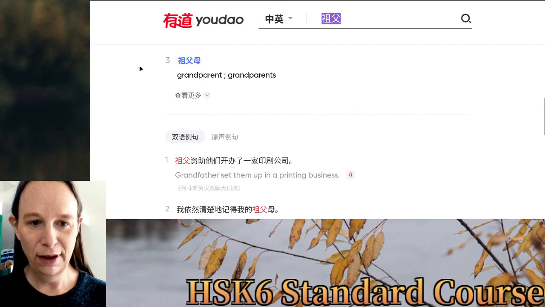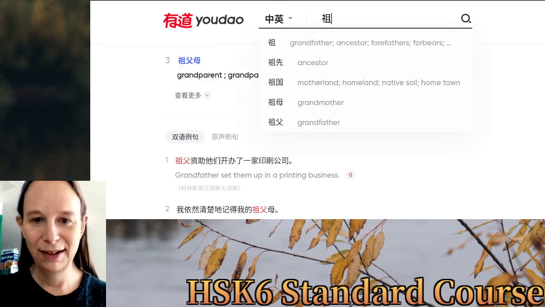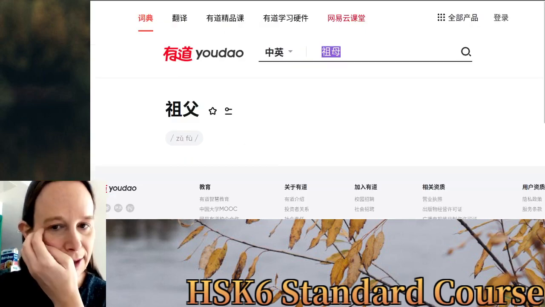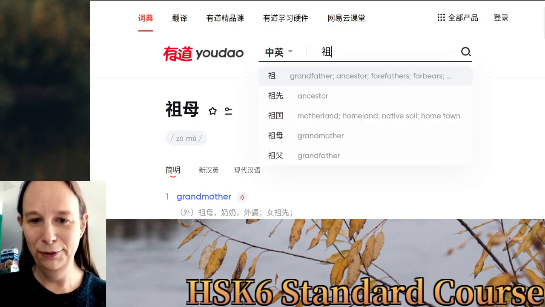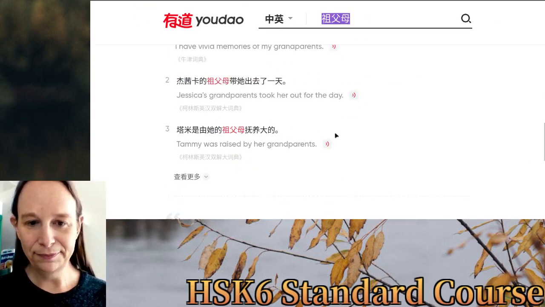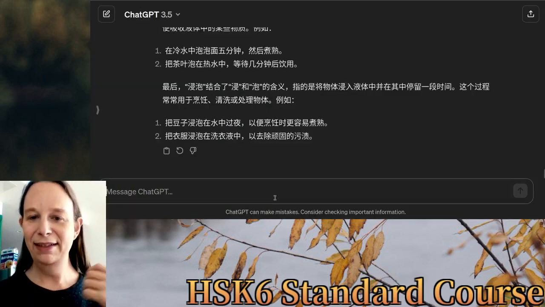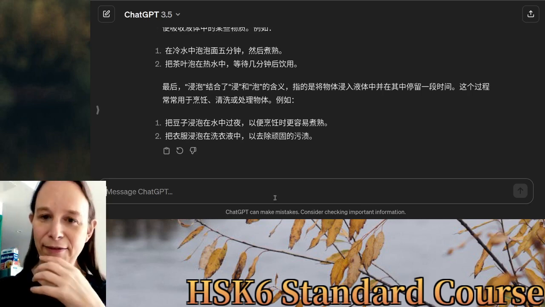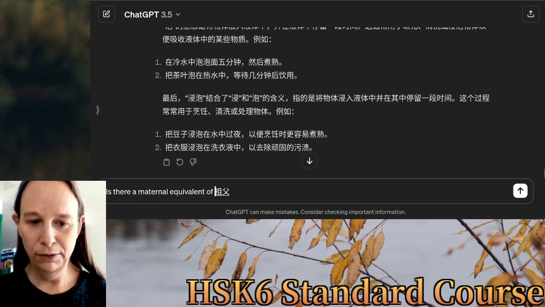Zufu. Oh, this is paternal grandparents. Zufu, zumu. Zumu, father's mother. And zufumu, it seems, also exists. So, is there a mother's father, mother's mother? Is there a maternal equivalent of zufu, zumu?